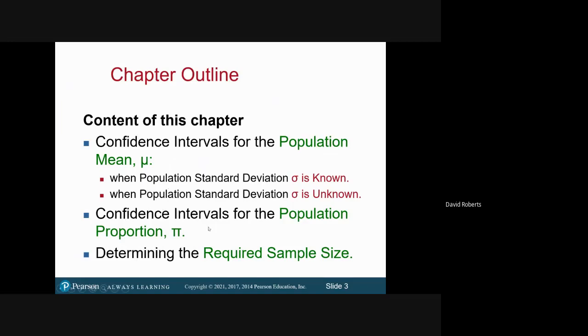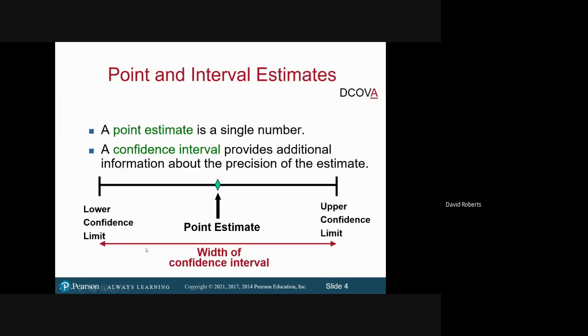All right. And we're also going to calculate the sample size. How many people do I need to talk to before I get a certain level of confidence? So with confidence intervals, you have the point estimate, which is really the mean, and it's a single number. You have a lower limit and an upper limit.